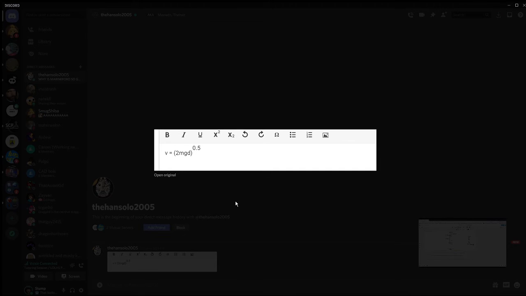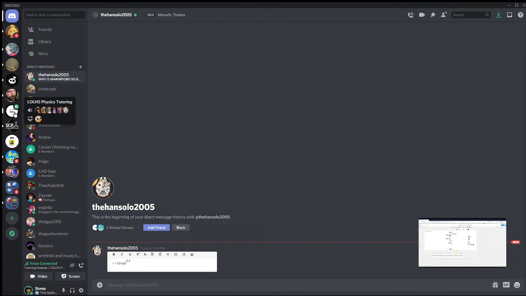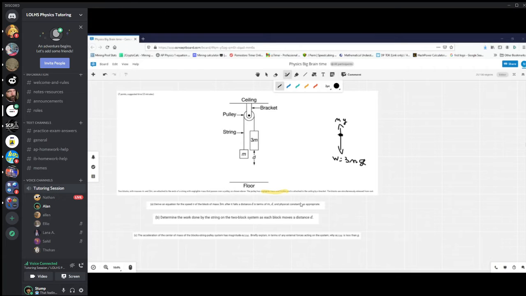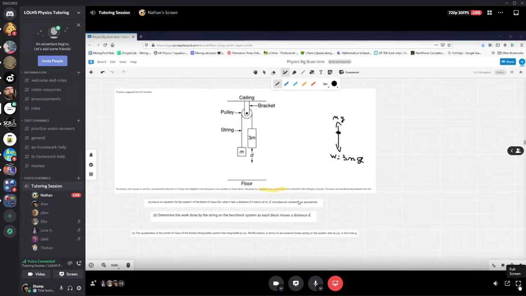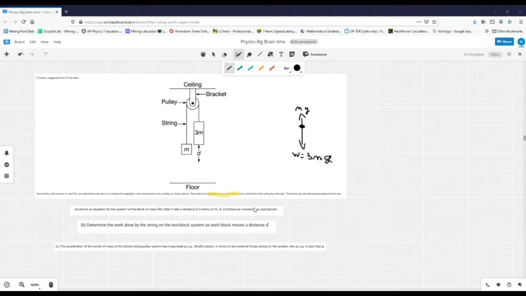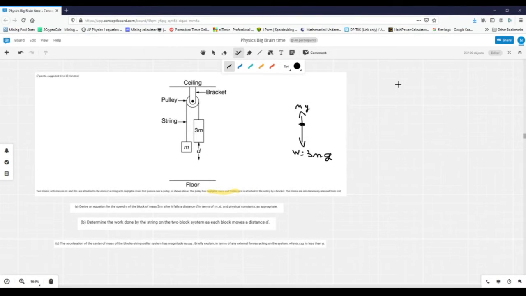Alright. You need to split the blocks up and account for their kinetic and potential energies separately, because the kinetic energy of one block will be opposed by the kinetic energy of the other block. You could do it, but it'd be a pain. You could do energy, especially since part B is about the work. You just got to be extremely careful about how you do energy.